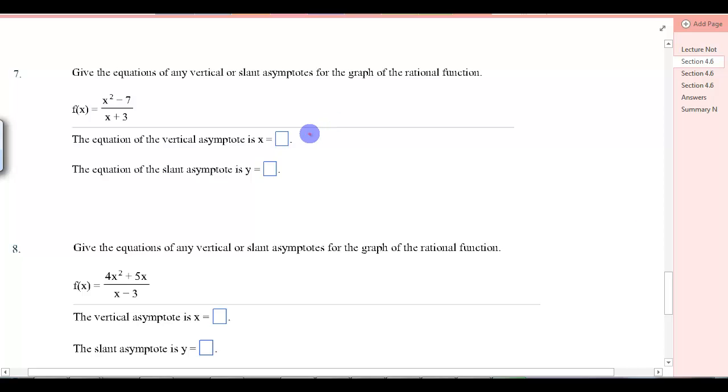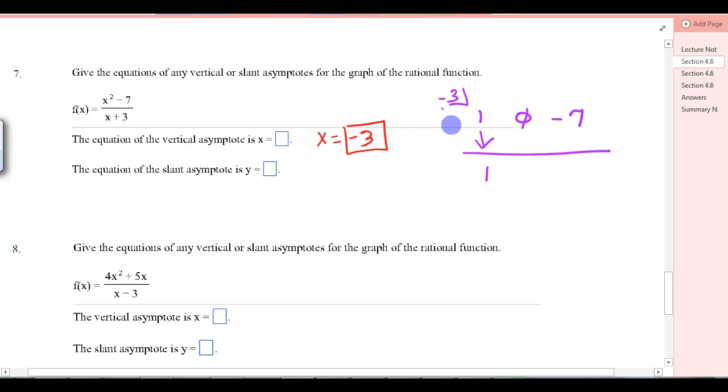The vertical asymptote, and at this point we should begin to be able to just say x equals -3. The degree on the top is greater than the bottom, so we don't have a horizontal. We do have a slant, so we've got to do that division. So we've got a 1. We're missing an x term, so we'll have a 0, a -7. We had to put in a placeholder. We are dividing by -3.